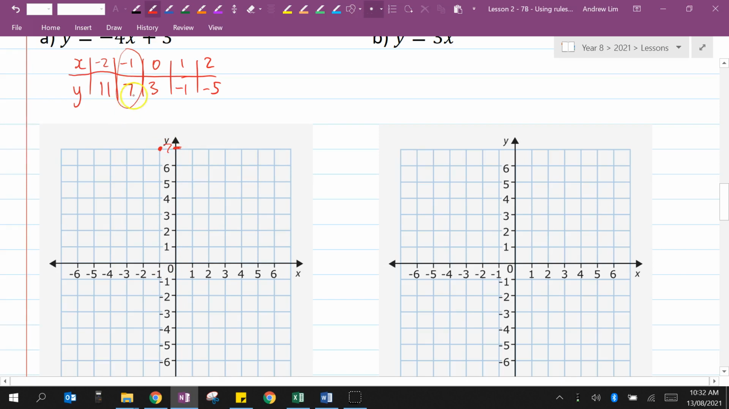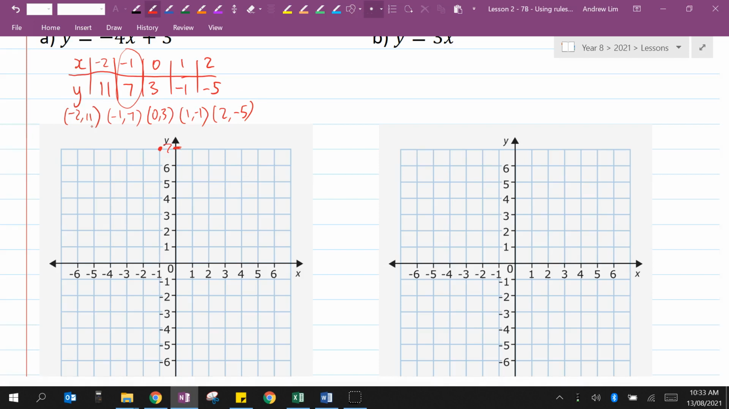So just remember how to write these coordinates. This one here, that's minus 1, 7. This one over here is 0, 3. The next one's 1, minus 1. And the next one's 2, minus 5. I mean, we can do this one as well, minus 2, 11, but there's no point because we can't actually graph that on what we're given here.